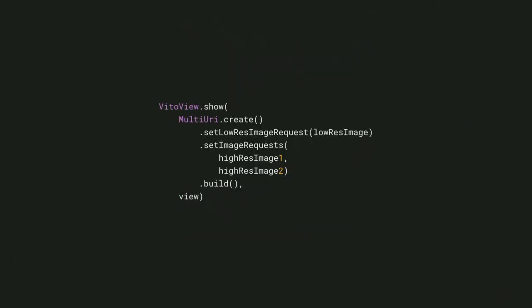So one more feature that we have is the multi-URI feature. As I mentioned before, you can give us a list of URLs. For example, here you can set a low resolution image request URL, and then you can also set a list of other URLs if you have different variants of an image, and it will show the first one that is available. So it will show the low resolution version until the high resolution version is available.